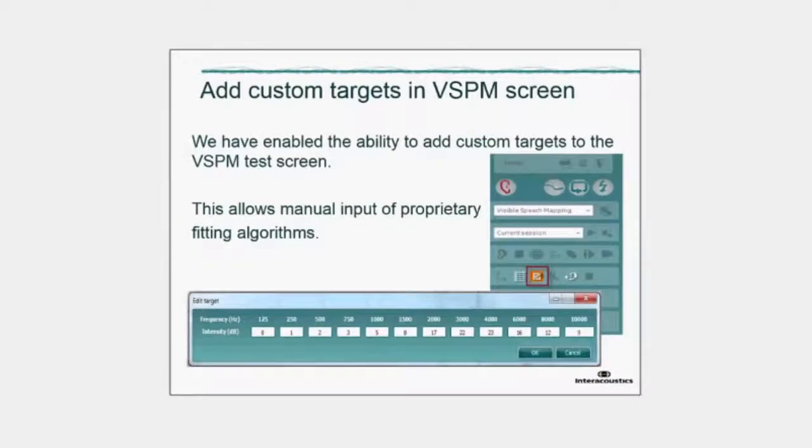Another feature which Affinity and Equinox users are probably familiar with already, as this is just an implementation for the Callisto suite only, is we have added the ability to import and add custom targets within the visible speech mapping screen. So when in the visible speech mapping module, clicking on this icon, which is Insert Edit Target, you will be shown this window, which will allow you to import your own figures, to import your own script target within the measurement. You can also edit the target within the measurement. And this is nice as it allows you to import proprietary fitting algorithms or edit the target that you're currently working with.